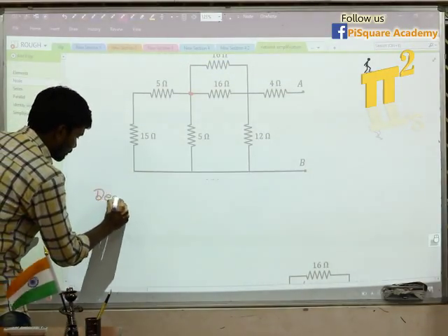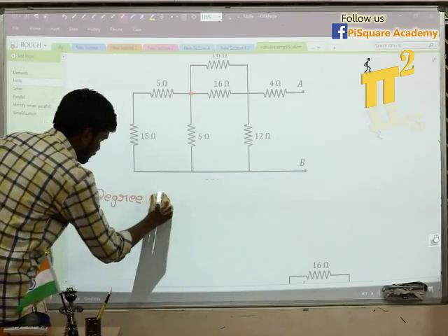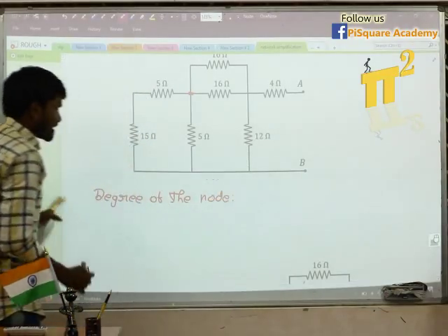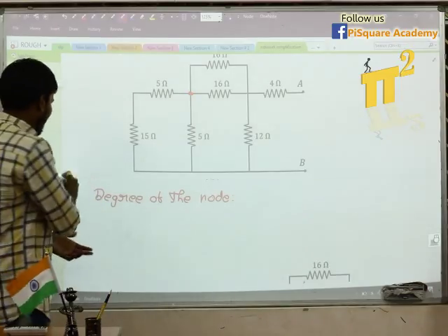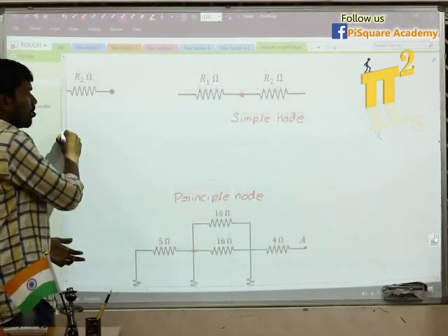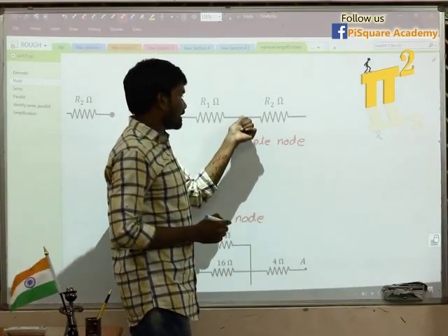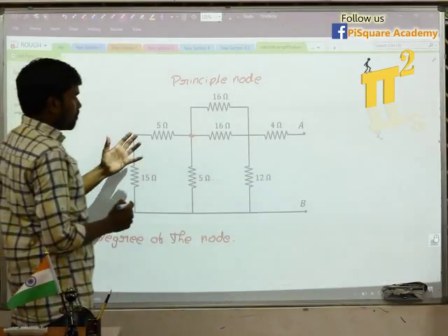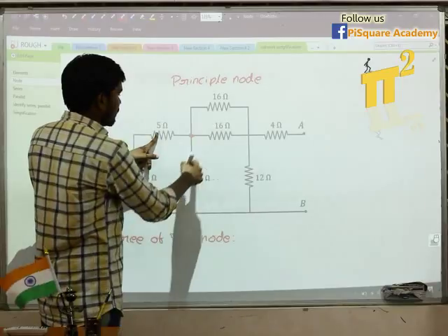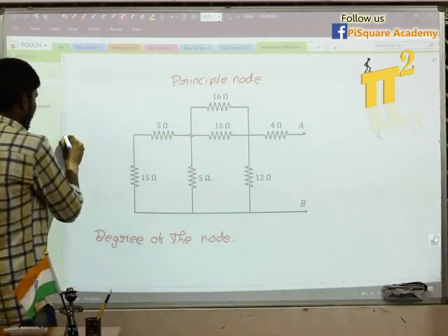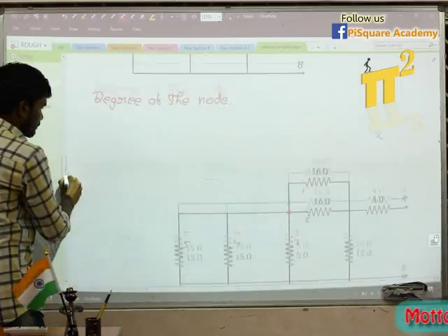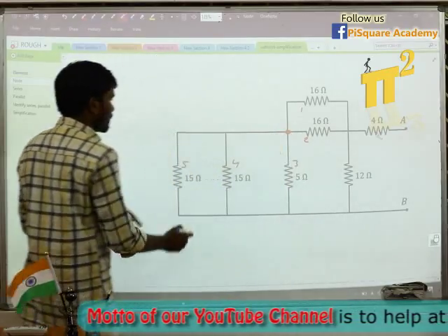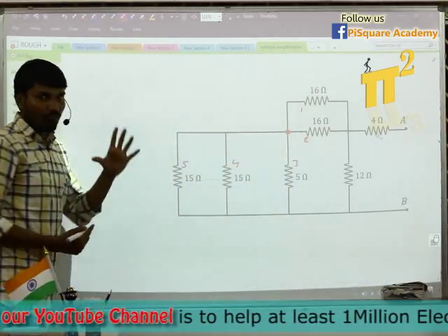Degree of the node. We understood what is a node. Now let's see what is the degree of a node. It's very simple. Degree means if the node is having two elements connected at this node, we'll call the degree of that node 2. If number of elements connected to this node are 4, we'll call the degree of this node 4. Here 1, 2, 3, 4, 5. All are connected to the same node. So we'll call the degree of this node 5.